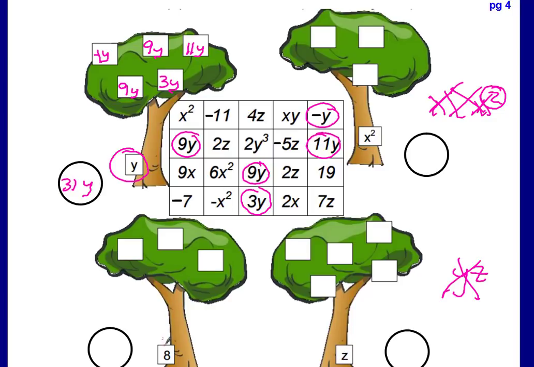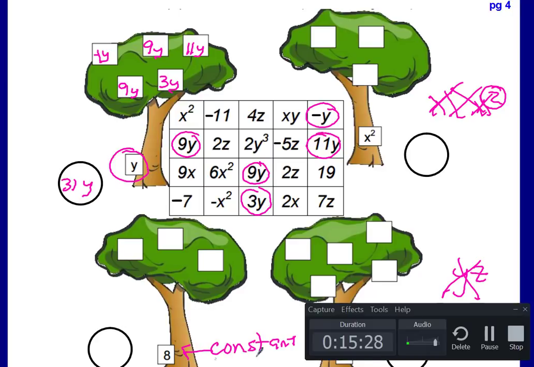The lower left-hand tree has an 8. That stands for a constant, the terms that are just numbers. So you'll look through, and all of the terms up here that are just numbers you'll put in your tree. Once you have them all placed in your tree, you combine all of the like terms for the tree to get one simplified term. So pause the video, finish your trees, and then come back and check your answers.